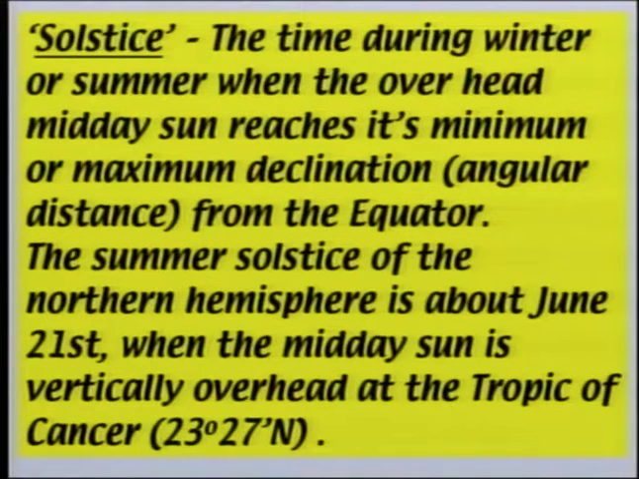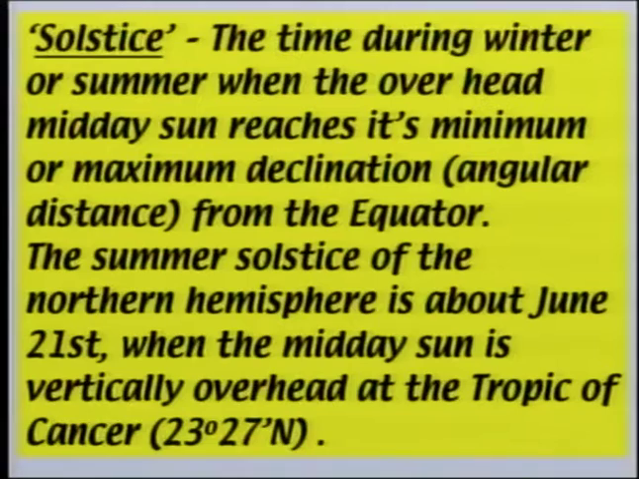The summer solstices of the northern hemisphere is about June the 21st, when the midday sun is vertically overhead at the Tropic of Cancer, which is 23 degrees and 27 minutes to the north. I'll give you time to make note of that information, and there's a little bit more to go with that definition. Maybe to explain just a little bit more on that first statement: the time during winter or summer when the overhead midday sun reaches its minimum or maximum declination or angular distance from the equator.